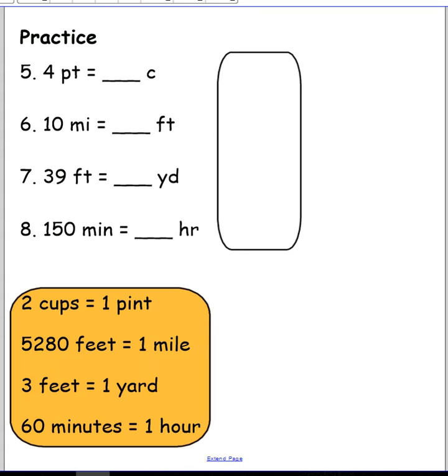Okay, so here's practice for you on converting pints to cups, miles to feet, feet to yards, and minutes to hours. And here's just a couple of those pieces of information from the charts from the paper for you to look at while you're working on them. And so again, pause the video while you figure those out. And then when you're ready, check your answers.